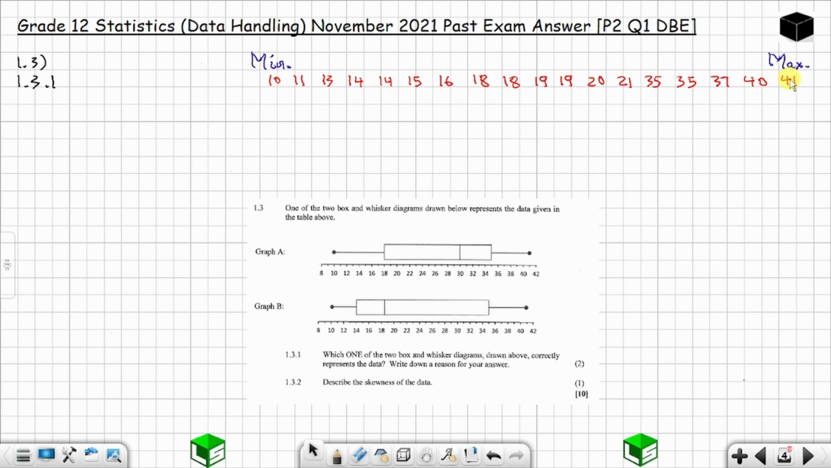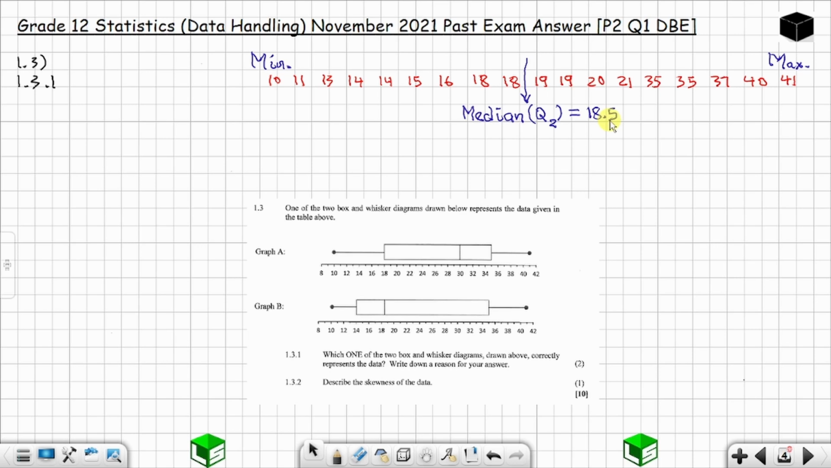Okay, now to get the median, it will be the middle value. So the middle value will be somewhere, where is it? 1, 2, 3, 4, 5, 6, 7, 8, 9. So it's somewhere there, right? Because you have 9 values there and 9 values there. So the median will be 18 plus 19, and then you divide by 2, you'll get 18.5, right? So median, which is also Q2, is equal to 18.5.